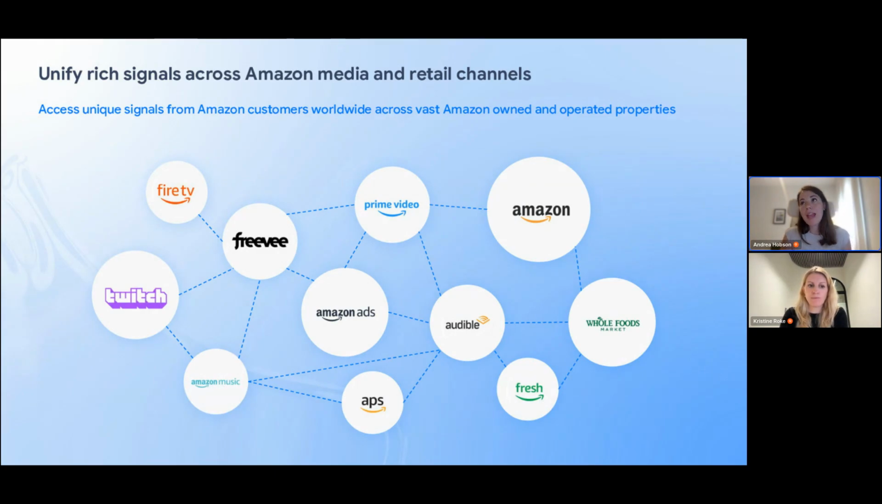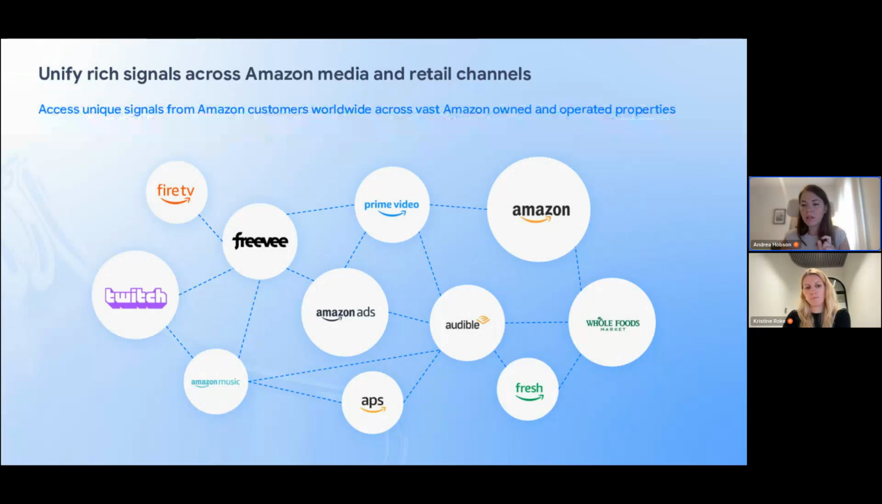One of AMC's most powerful capabilities is its ability to unify signals across the Amazon media and retail ecosystem. This is really a game changer because Amazon owns and operates, as you know, a wide range of properties, from e-commerce sites to channels, the DSP, and Amazon Ads. So advertisers can tap into event level data from millions of Amazon customers worldwide. This also includes first-party purchase data, browsing behavior, and ad engagement and interactions across Amazon owned properties.